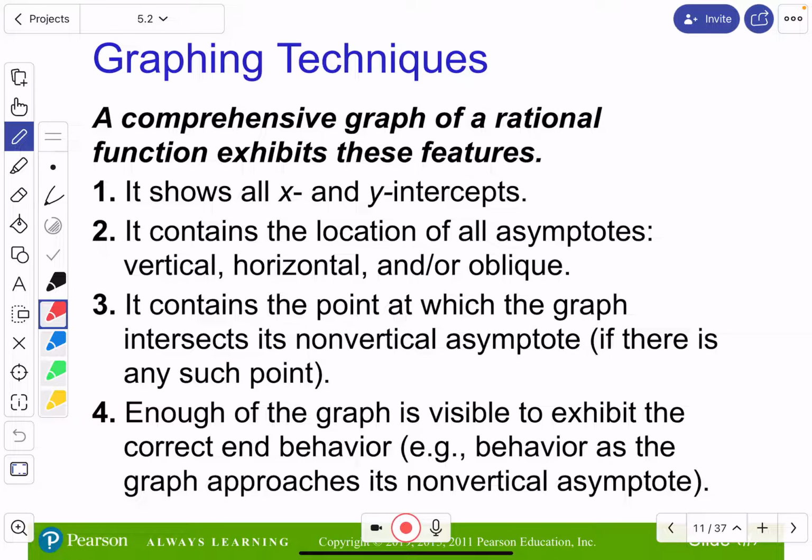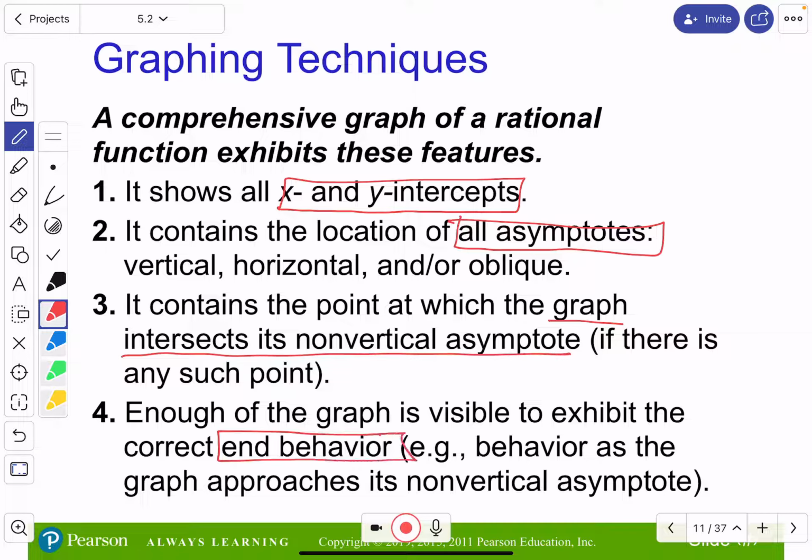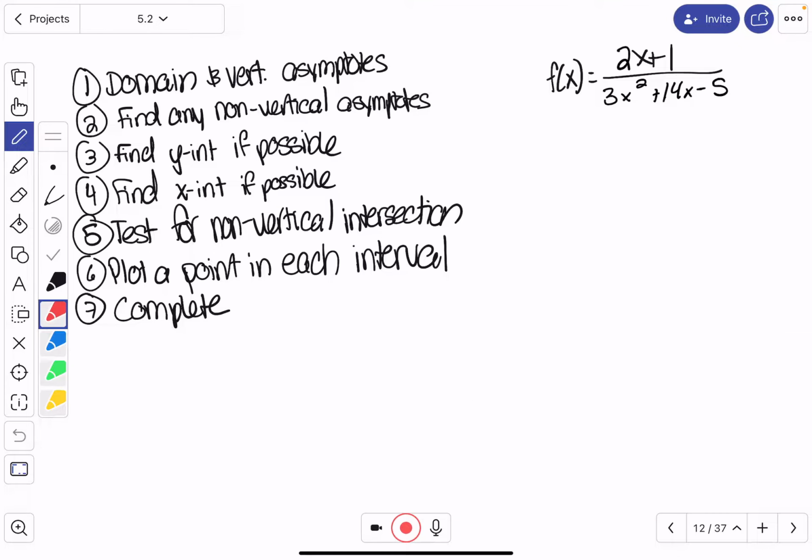A comprehensive graph. So we're adding asymptotes now. You need all the x and y intercepts. You need all the asymptotes. You need a point where, if it does cross the non-vertical one, you need that point, and you need to be able to show the end behavior. So we're getting more specific about our graphs.